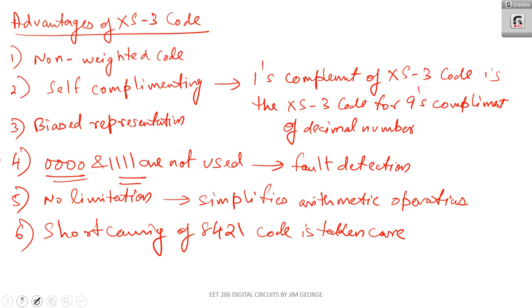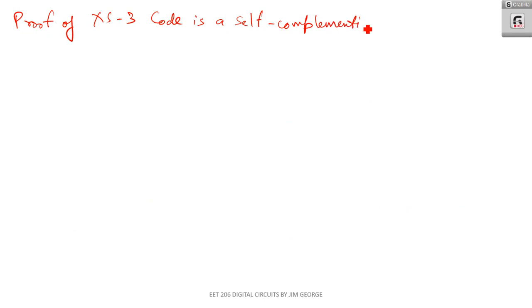So you have to prove that this XS3 code is self-complementing. So I will give a simple proof. Okay. After that we will go to gray code. Proof that XS3 code is a self-complementing code. How to prove that? I will prove with an example. First question, I will deal with one question only.